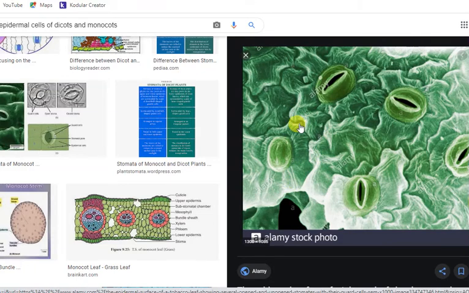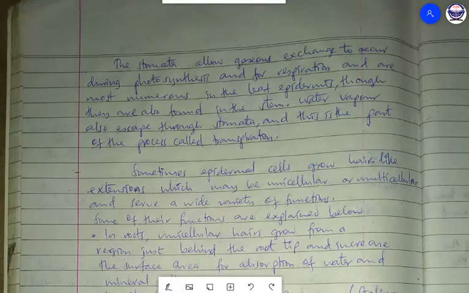All of these just tell you about different specializations of the parenchyma, and the other diagrams we shall explain later. Now we are saying that the stomata allow gaseous exchange to occur during photosynthesis and respiration, and are most numerous in the leaf epidermis, though they are also found in the stem.